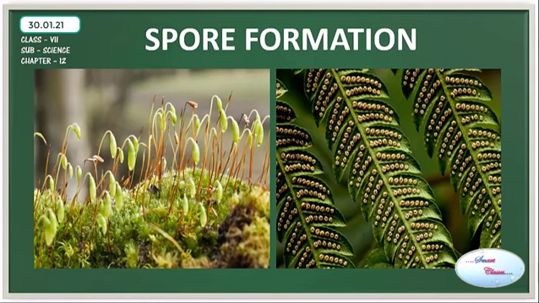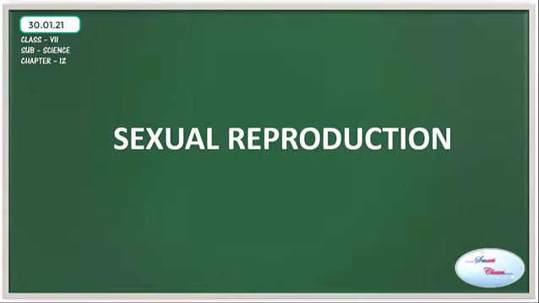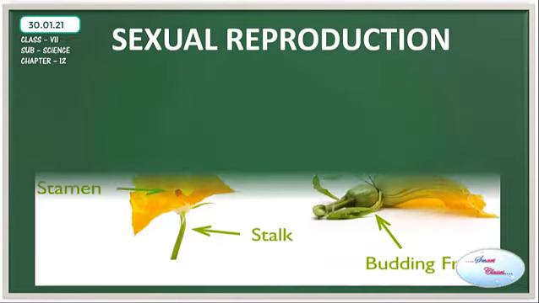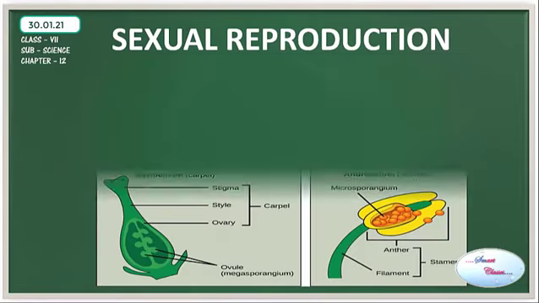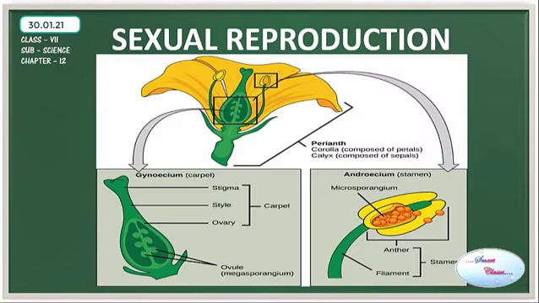Now we have covered all the topics under asexual reproduction, which were vegetative propagation, budding, fragmentation and spore formation. Now we will start sexual reproduction. Reproductive parts of plants are flowers. In our previous video, we studied the structure of flower and their reproductive parts. Stamen being the male reproductive part and pistil being the female reproductive part.